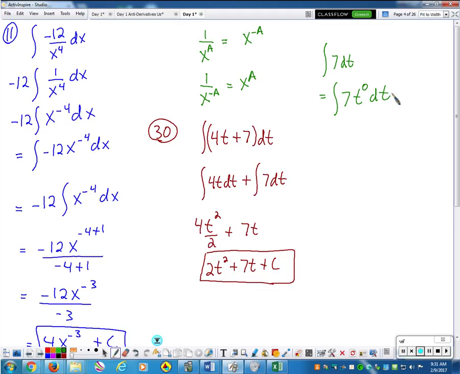So now you can actually use the rule. 7 is just a constant. t to the 0 plus 1 divided by 0 plus 1. That's it. So the rule does work either way.